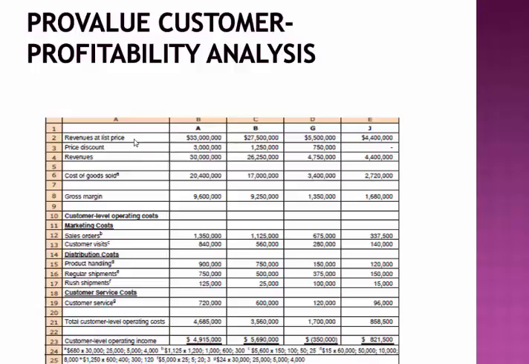Revenues at list price. How many units did they buy times the list price? The list price was the $1,100 per unit.